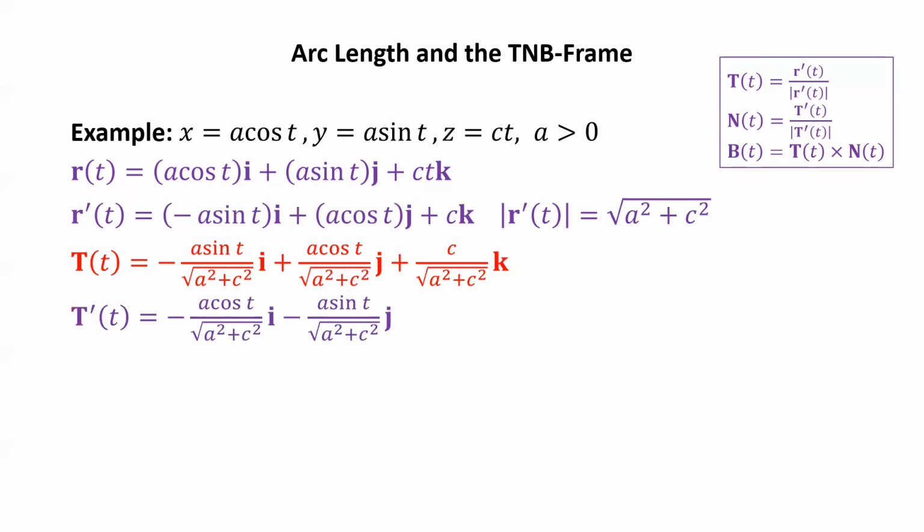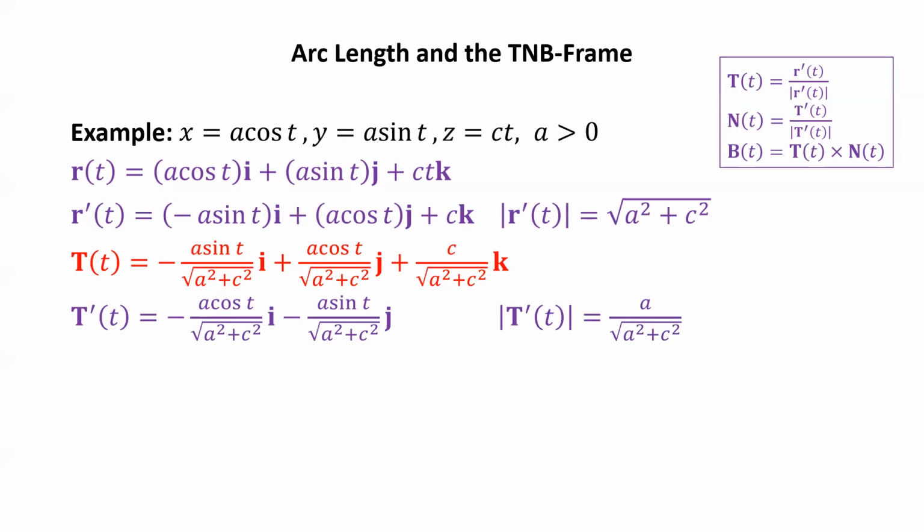Now to compute N(t), we're first going to have to compute T'(t). T(t) looks a lot more complicated than it is because most of those expressions are constant. So we just need to differentiate sine t for the i component to get cosine t, and cosine t for the j component to get negative sine t. The k component goes away because c over the square root of a squared plus c squared is just a constant.